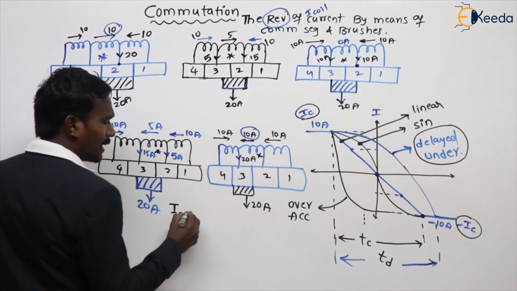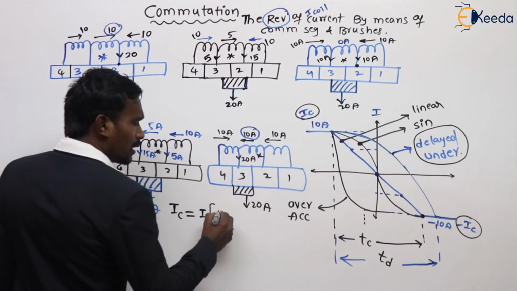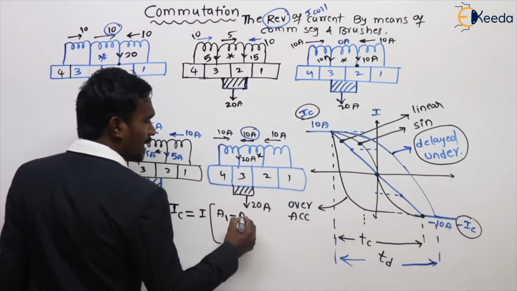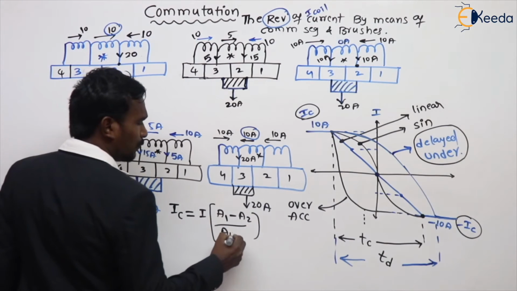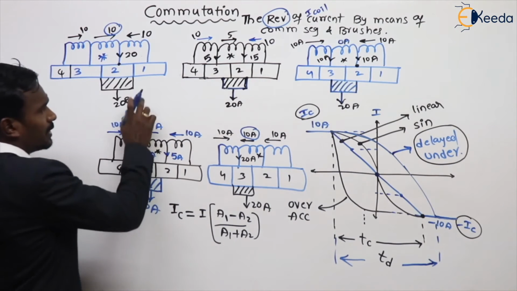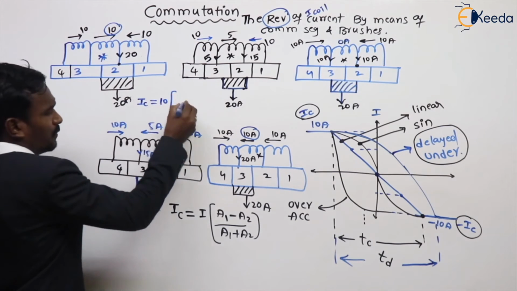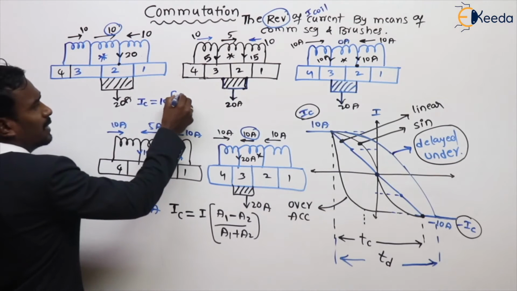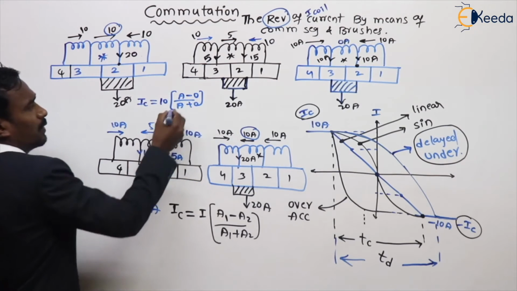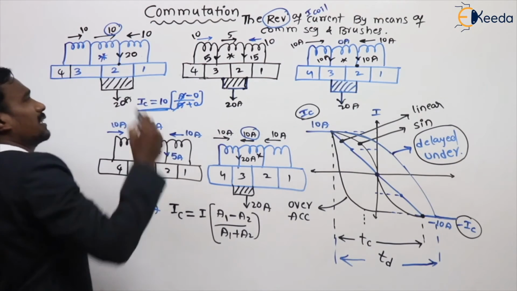The commutating coil current is equal to the actual current, depending on the brush position, times the area of the first segment minus the area of the second, divided by the area of the first plus the area of the second. For example, here IC is equal to the actual current, 10 amperes, times area of the first one 100%, area of the second one 0, divided by the area of the first plus the second. The areas cancel, so IC is equal to 10 amperes. In this coil the current is 10 amperes.